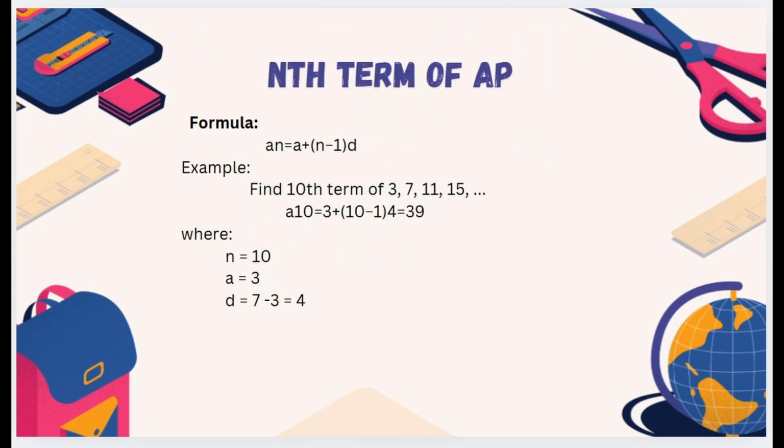Nth term of AP. To find any specific term in an AP, we use the formula an equals a plus n minus 1 times d. Let's find the 10th term of the sequence 3, 7, 11, 15. Here, n equals 10, the first term a is 3, and the common difference d is 4. Plugging these in, a10 equals 3 plus 10 minus 1 times 4. This simplifies to 3 plus 9 times 4, which is 3 plus 36, giving us a final result of 39.